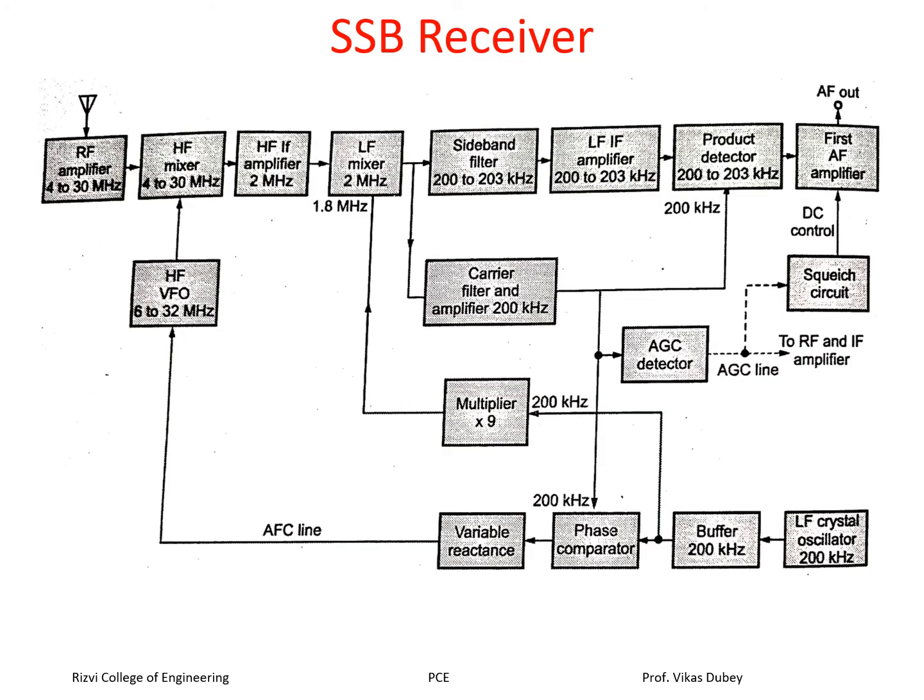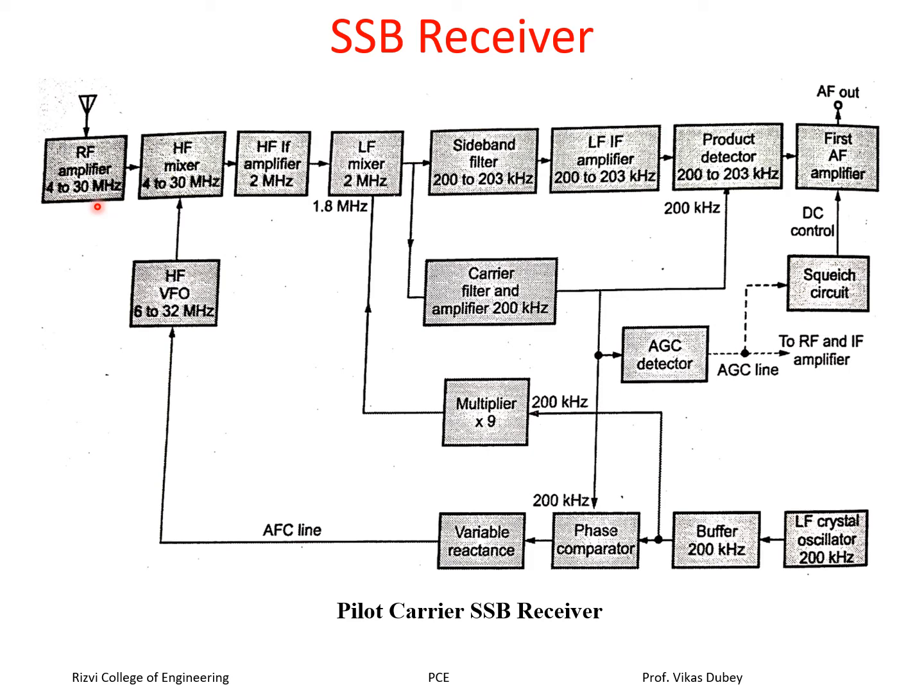So we will see the SSB receiver. This is the pilot carrier SSB receiver. The input is the RF amplifier, which has a frequency of 4 to 30 megahertz. This will amplify the signal received by the antenna. Then this signal is given to the high frequency mixer, where mixing will take place, to which two signals will come.